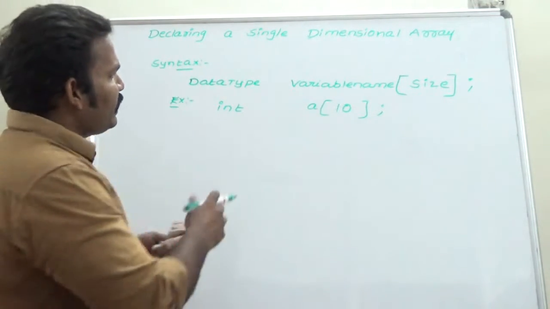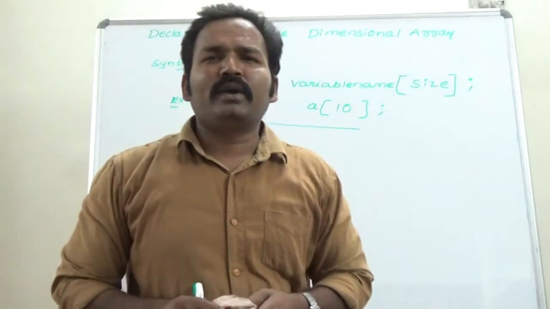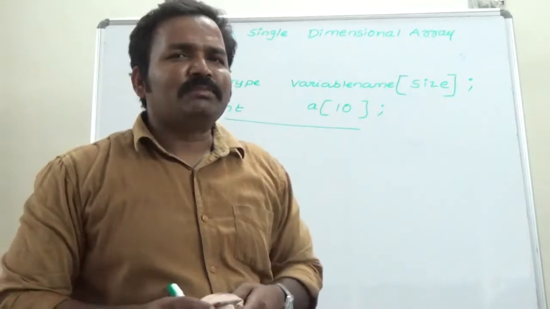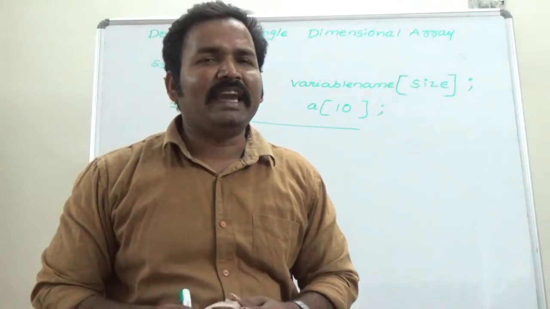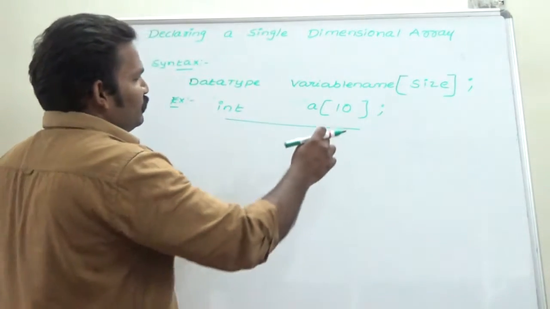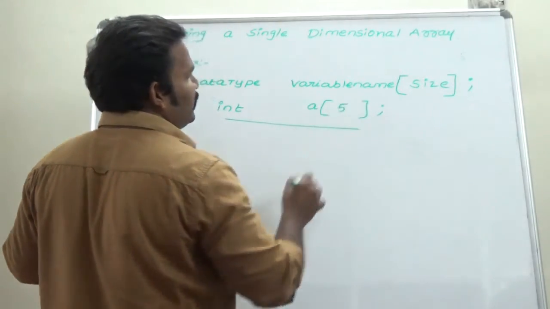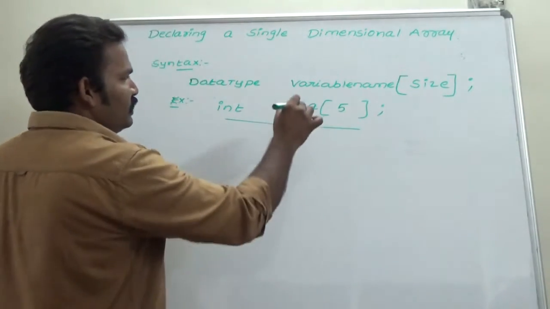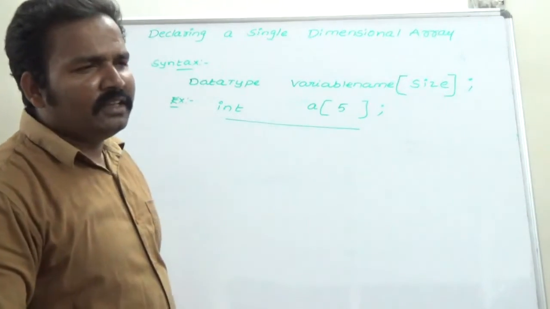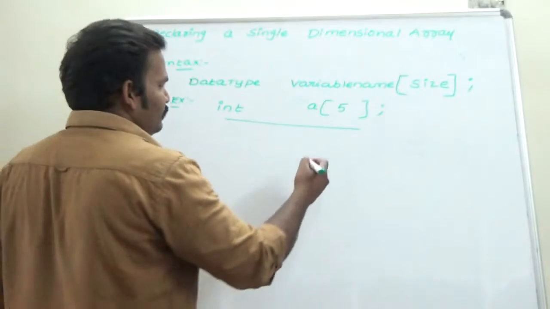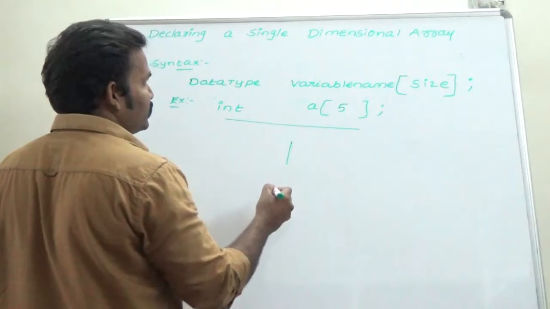Next, this is the syntax for declaring a single dimensional array, and an example. So here when we declare an array like this, the C compiler allocates 20 bytes memory for the A array. For our convenience, here I am taking size as 5. Once we declared an array like this, how will the memory representation be? See here, the internal or memory representation will be like this.